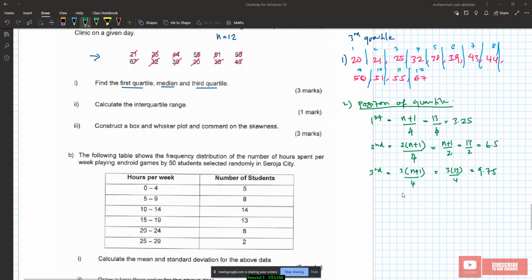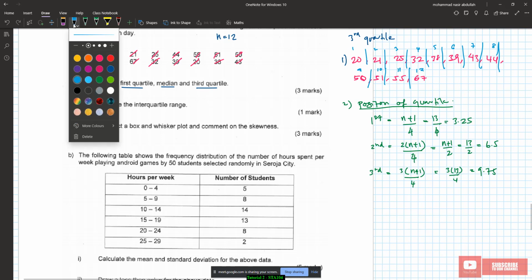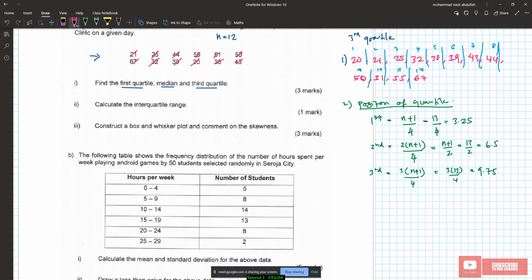Alright. So now we already find the position of quartile. So now step number 3. So this is for ungrouped data, right? Step number 3, we are going to find the value of quartile. For the first quartile, the value lies at position 3.25. 3.25 is between 25 and 32.